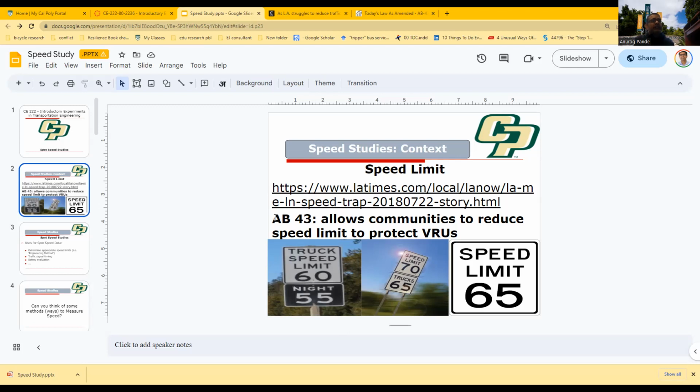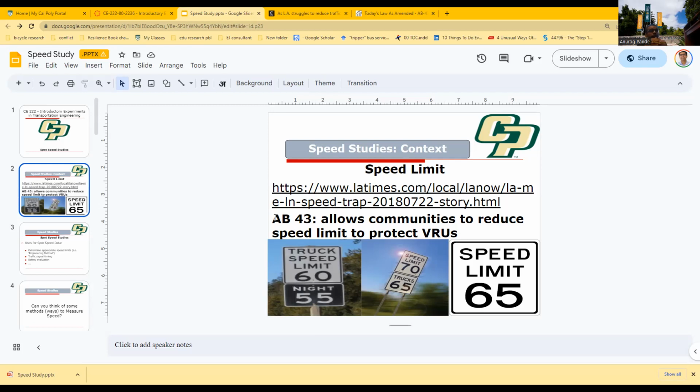So traffic engineers, to the extent possible, in my opinion, yes, if there are lower speed limits, the traffic engineers should be able to support those lower speed limits by creating designs that invite drivers to drive at those lower speeds. And this is why it's very important for us to actually do the spot speed study at different roadway locations, so that we are making sure that our design is commensurate with the speed limits that we are posting.